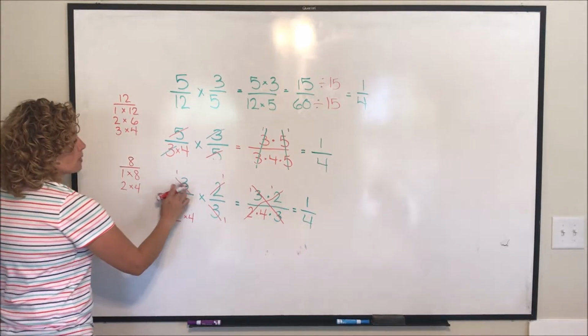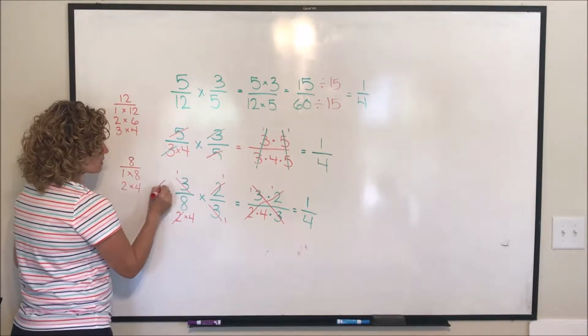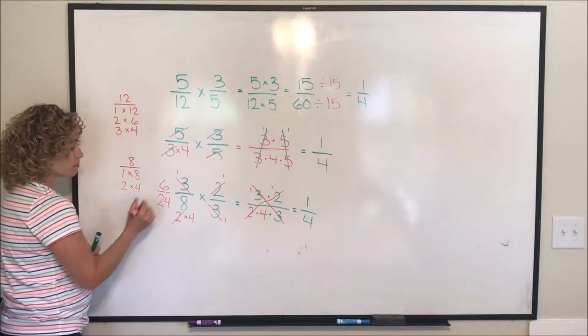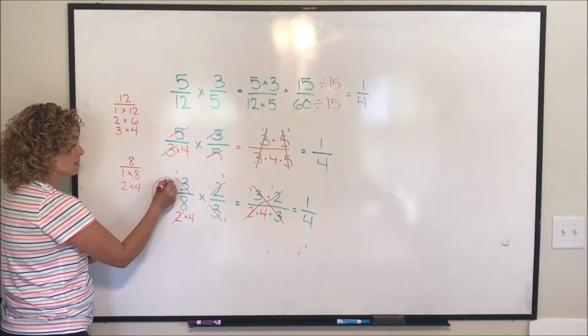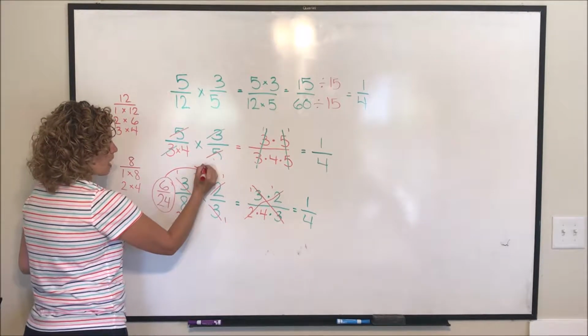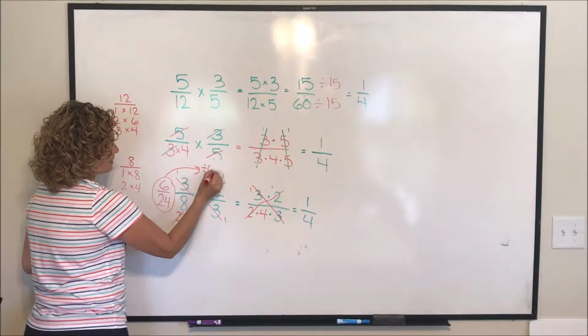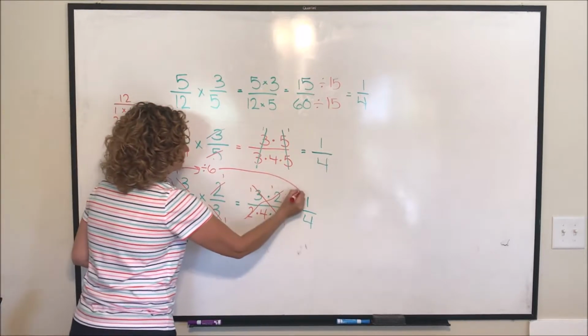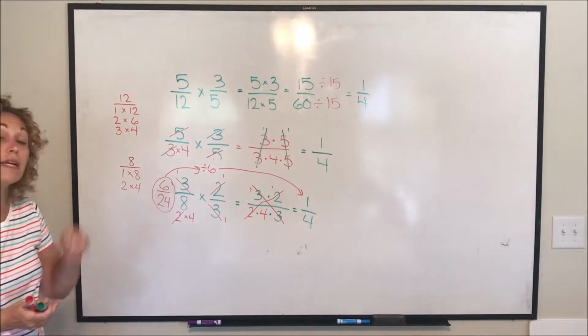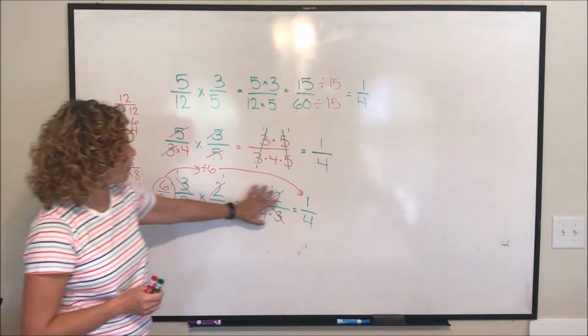If we had just multiplied this, 3 times 2 would have given us 6. 8 times 3 is 24. You would have to take this number and divide it top and bottom by 6. And you would still get this answer. Okay, so just depending what stage you're at, but this is where we want to head.